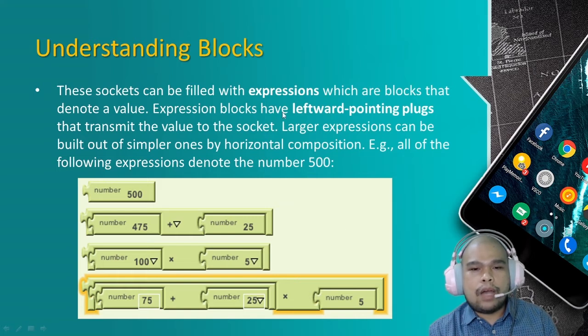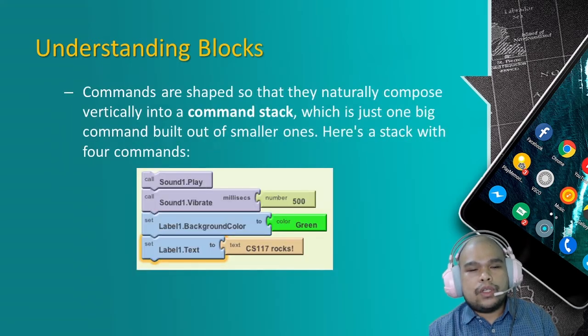So expression blocks have leftward pointing plugs that transmit the value to the socket. So larger expressions can be built out of simpler ones by horizontal composition. For example, all of the expressions denote the number 500. So let's say this, you're just basically indicating a number. The following ones will be performing arithmetic expressions in order for us to have the value 500. Okay? These numbers can be changed to variables depending on how you make your expressions.